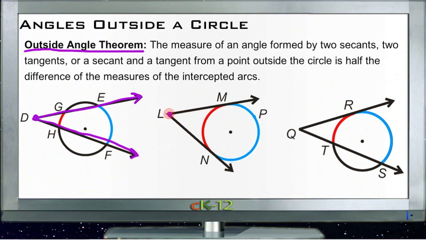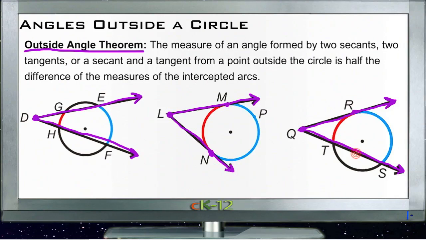or we have one like in the middle where it starts here at L. One line is actually tangent to the circle, just touching the circle here at point M, and then the other line is also tangent to the circle, just touching it at point N. Or our third option where we start here at Q, where we have one line that's tangent here at point R, and the other line that passes through the circle like a chord.